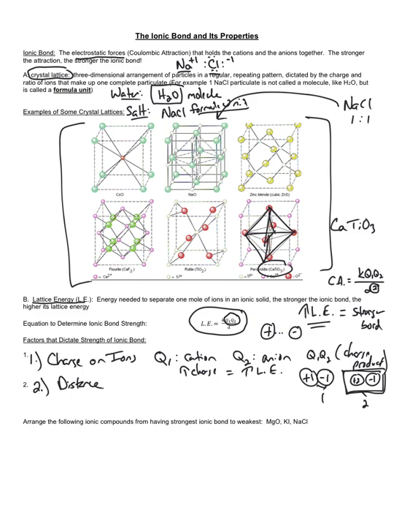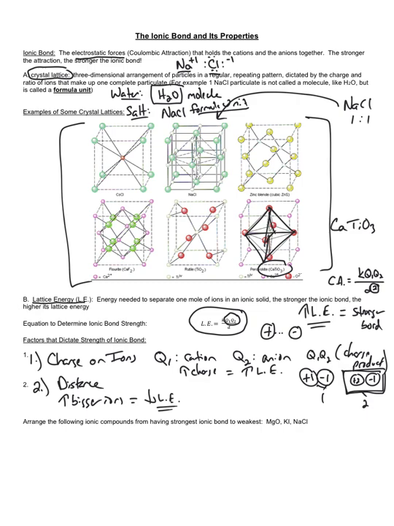Distance has the same relationship as Coulombic attraction. The bigger the ions, they can't pack together as closely in the crystal lattice, and that causes a lower lattice energy. So the smaller the ions are, the stronger the bond is, and the higher the lattice energy.